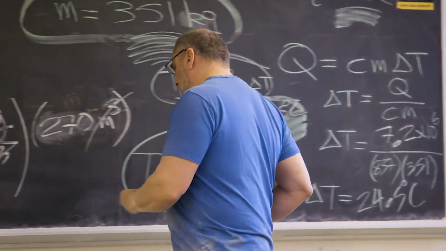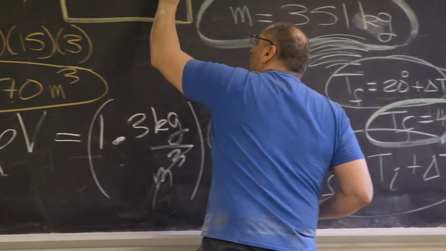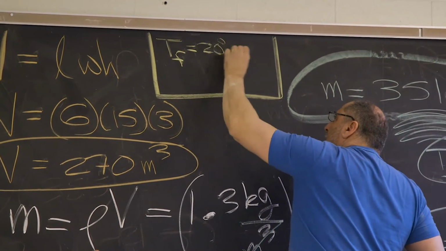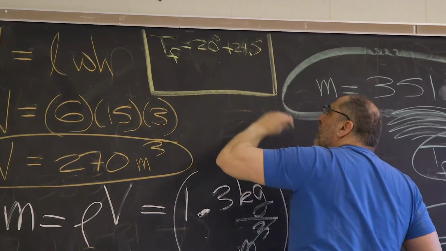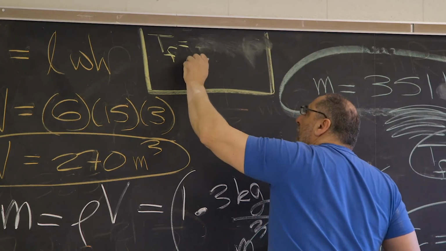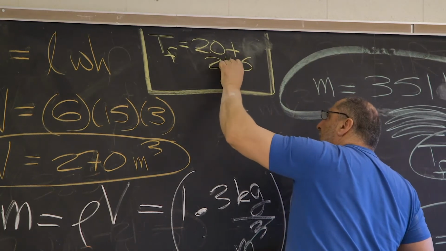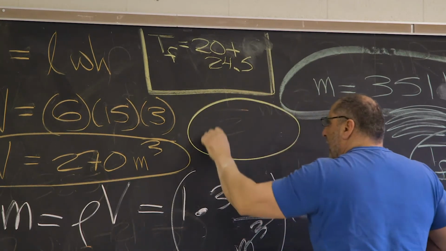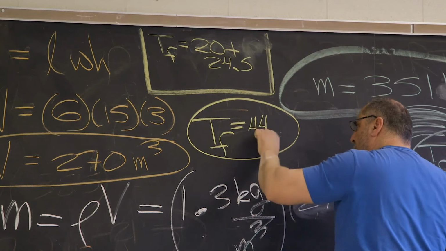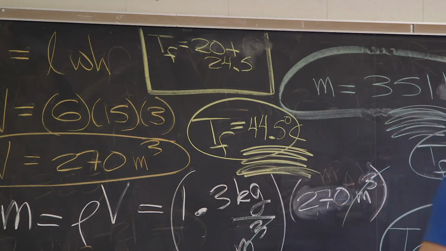And there it is. The end of the day on that one. TF is the 20 plus the 24.5. Let's see. Plus 24.5, that's 44.5 degrees Celsius. Final answer.